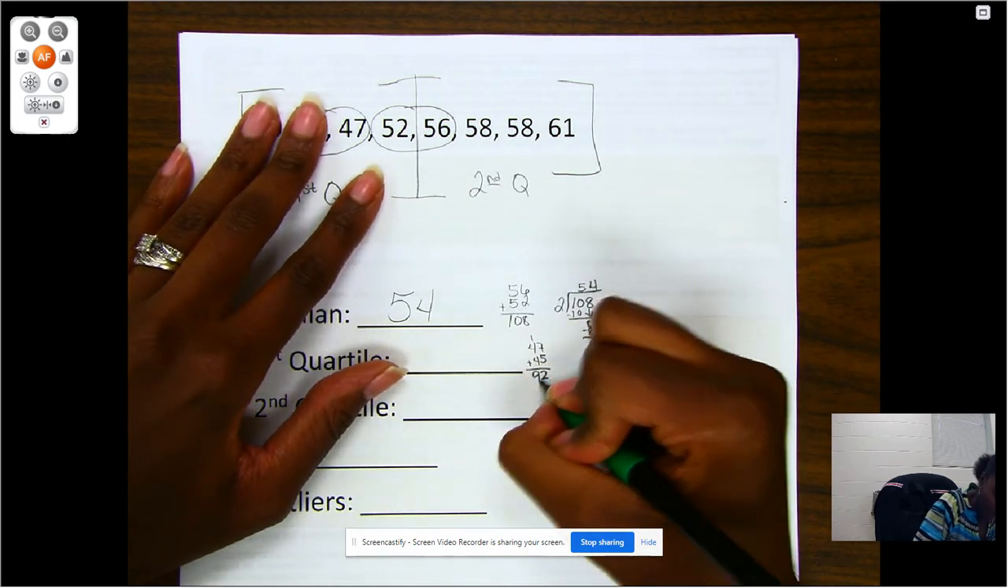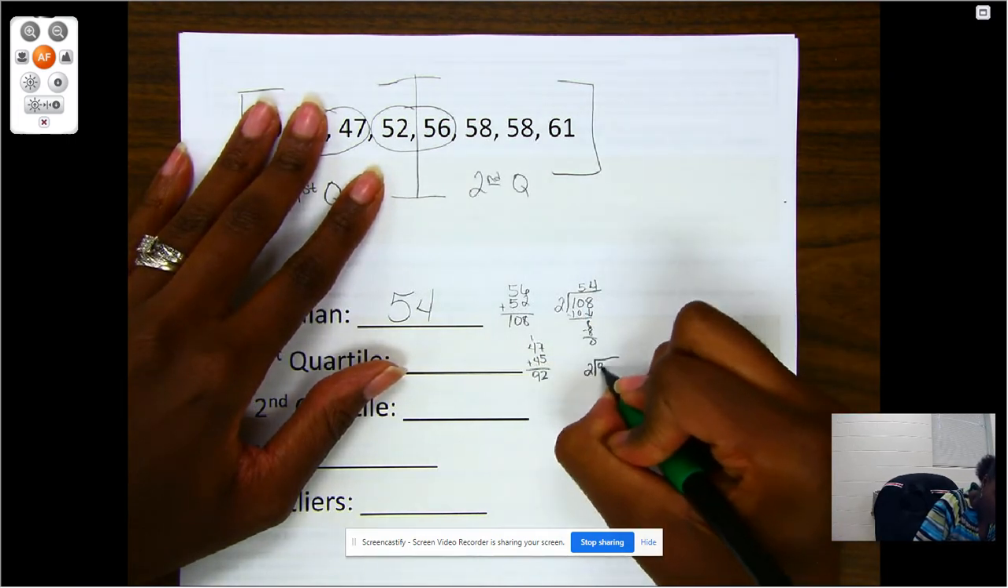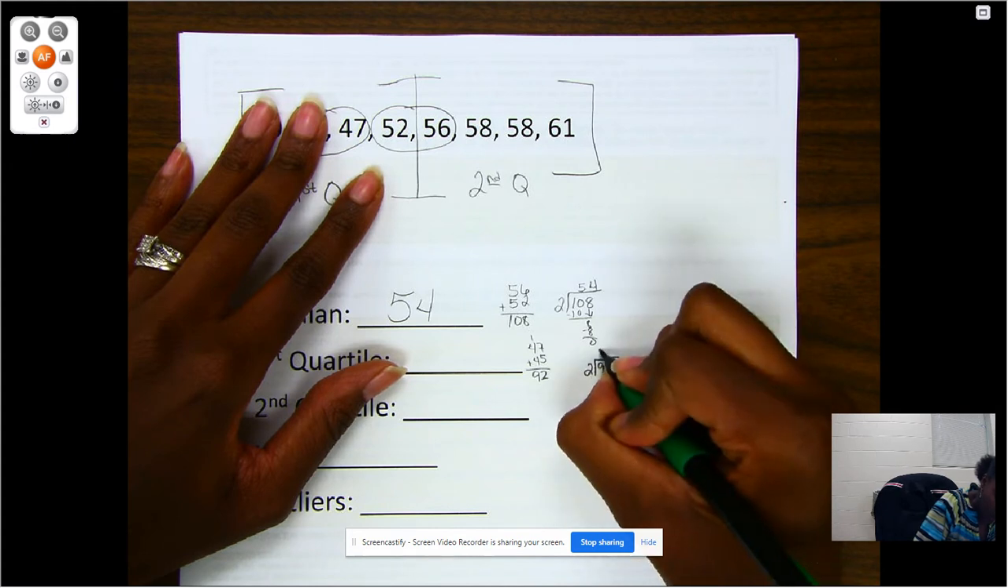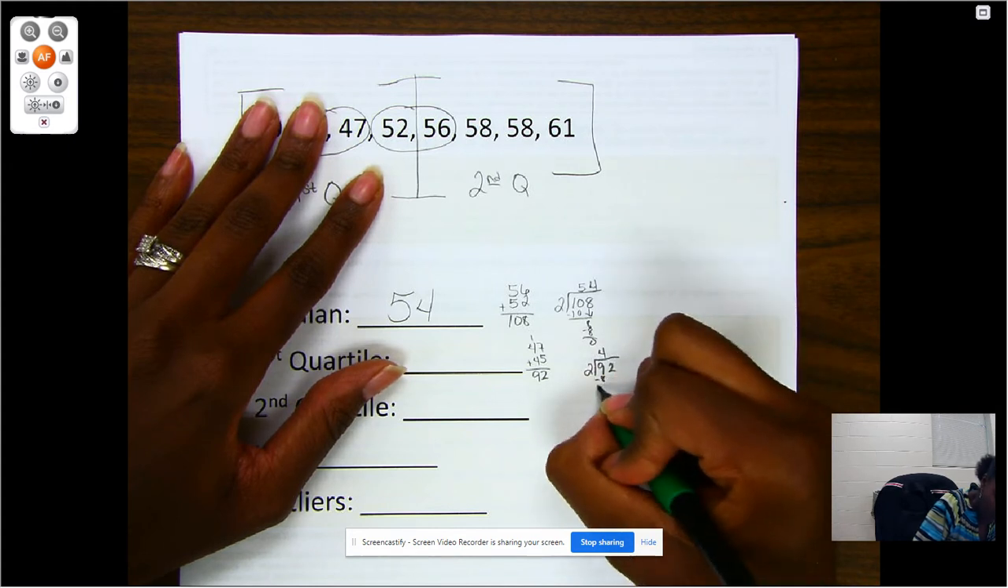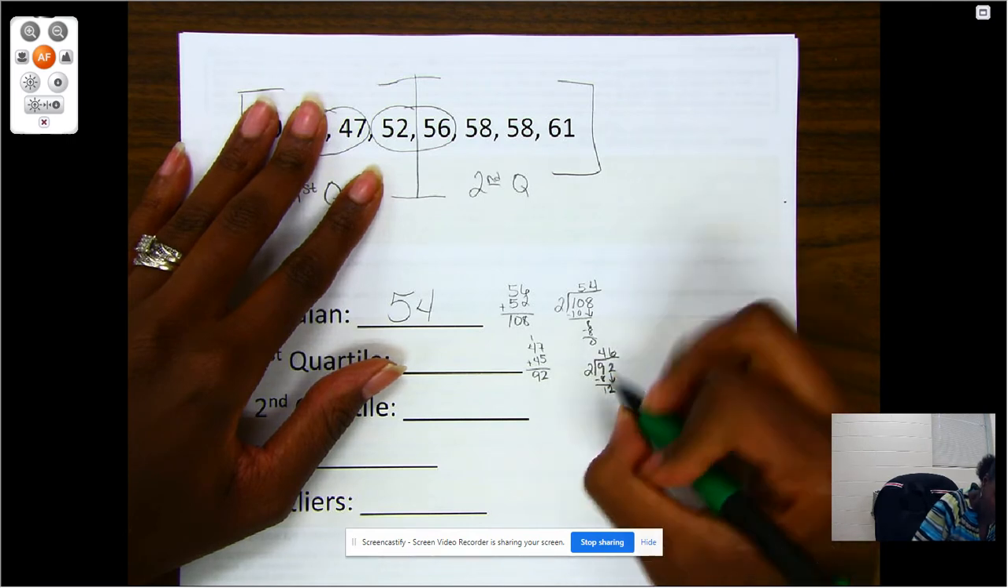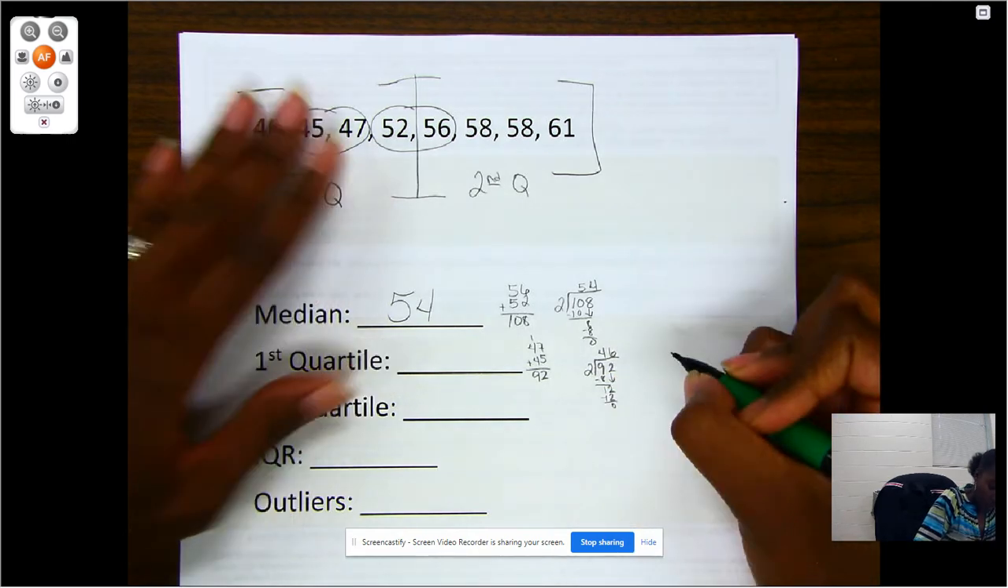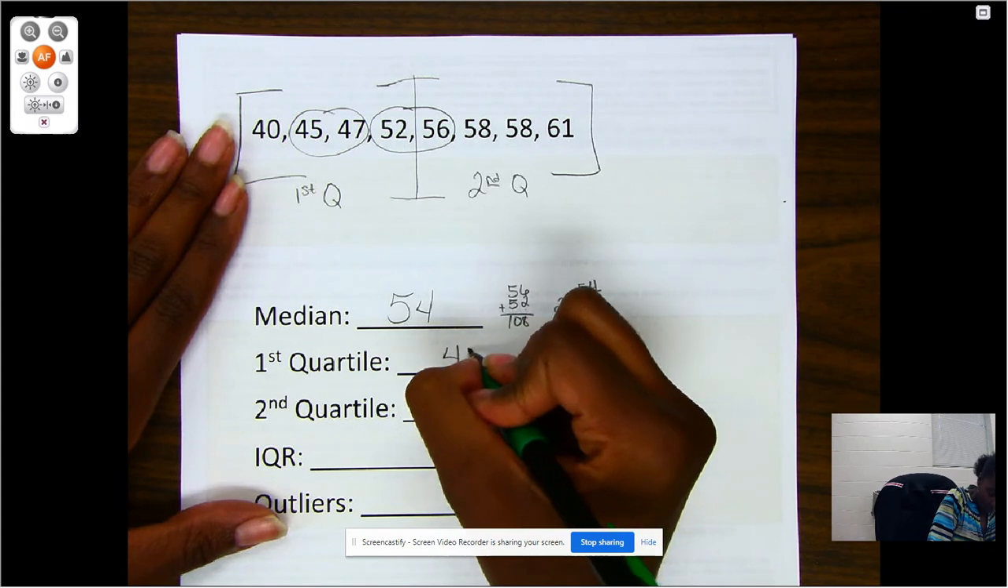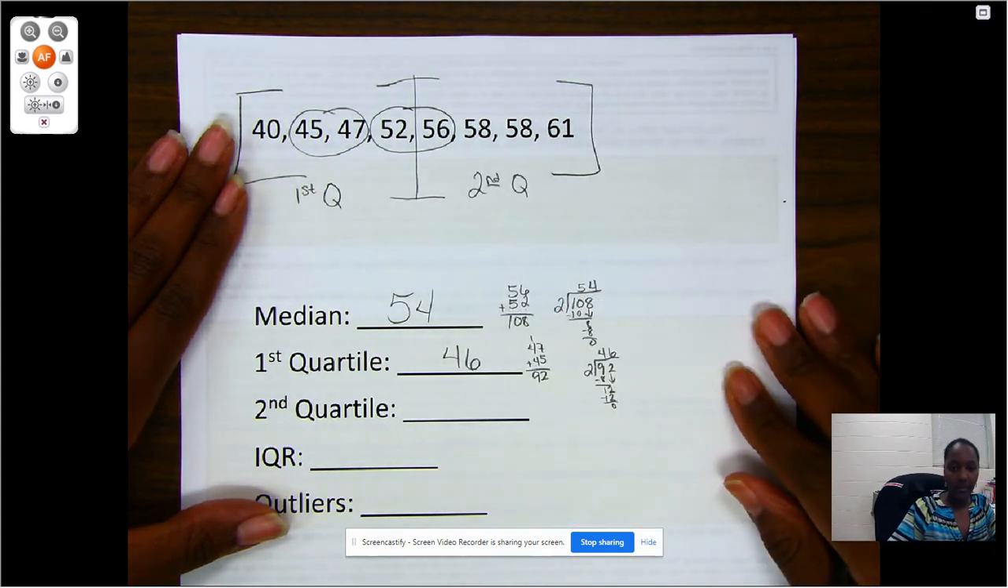8, 9. So we got 92, which we're going to divide by 2. 2 times 4 is 8 with 1 left over. And then 2 times 6 is 12. So our first quartile is 46.